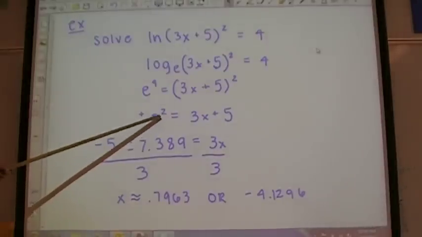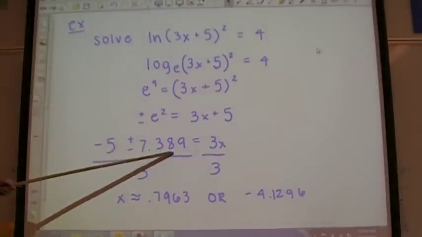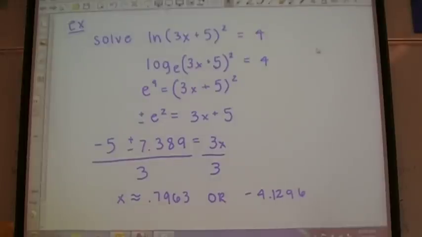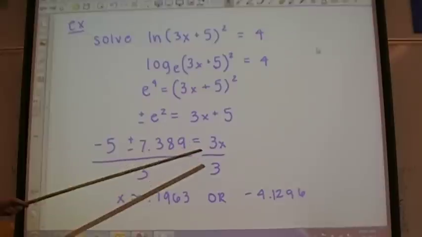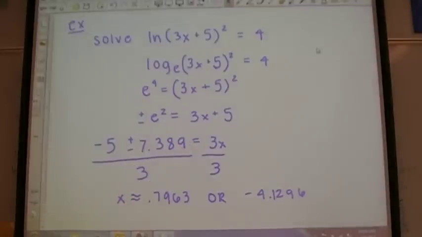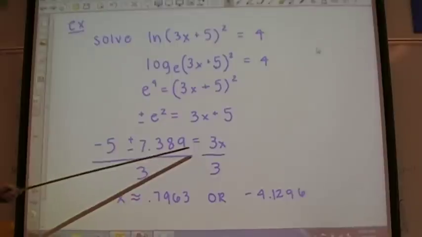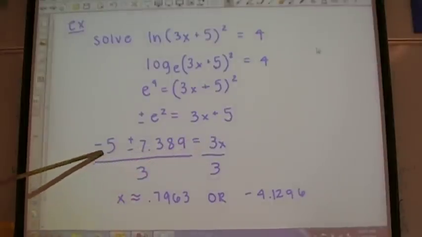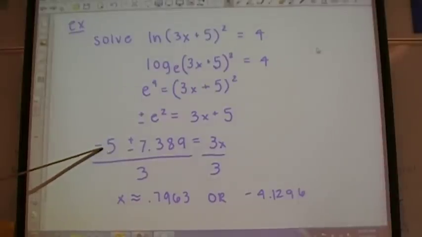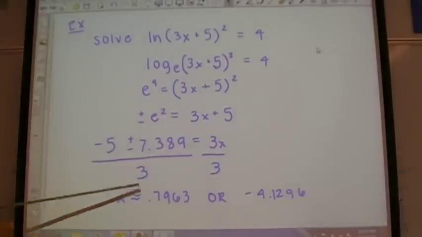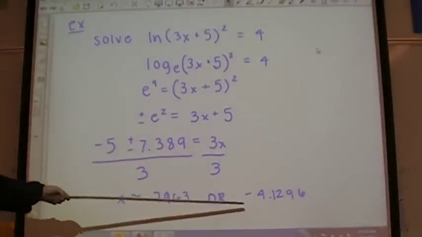Then I changed the e squared to 7.389. The further you take this out, the more accurate of an answer you get. If you want to leave e squared until the very end, you can do that. But the next thing I did was subtract 5. That's where I got this from. And then I divided both sides by 3 to get my 2 possible answers right here.